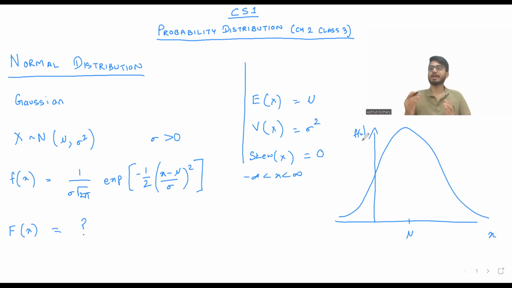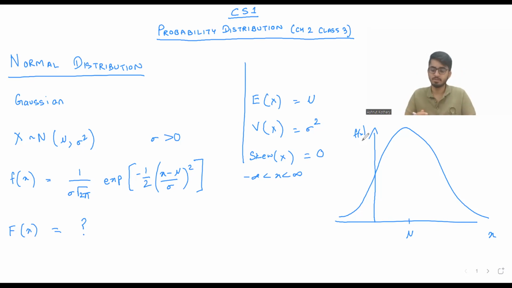If you take a look at any other distribution which we have covered so far, there would be some relation between the mean and the variance. So later on, again, we are going to use this property that for a normal distribution, its mean and its variance are independent with respect to each other. So this is normal distribution.